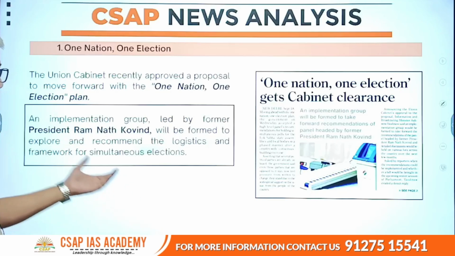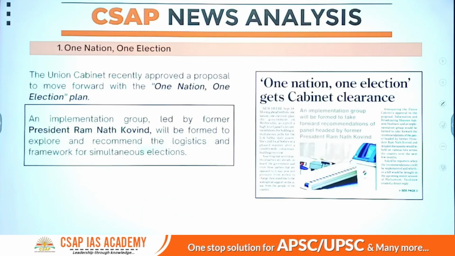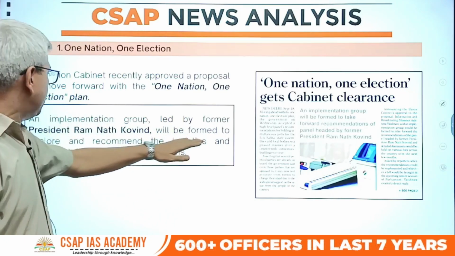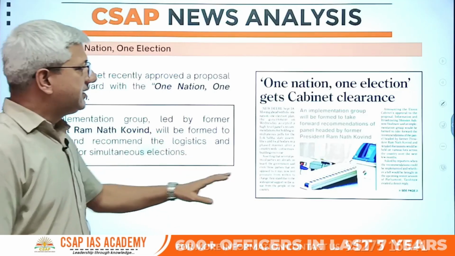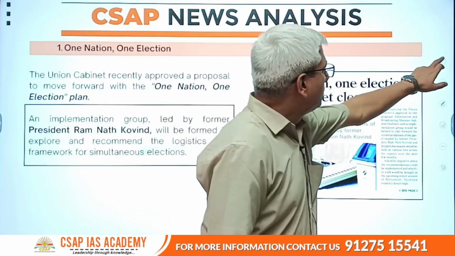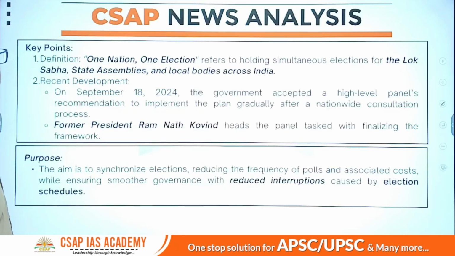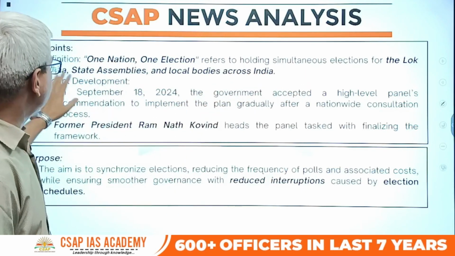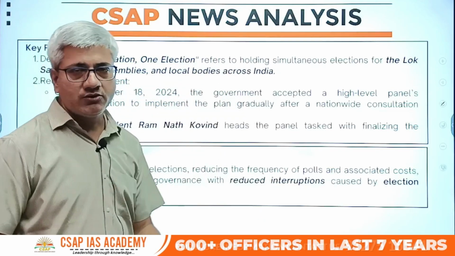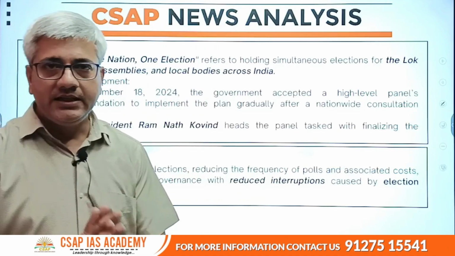There was a committee under ex-president of India Ramnath Kovind, which submitted the report. It will be formed, explore and recommend the logistics and framework for simultaneous elections. Almost every paper, newspaper editorials have it. Key points: definition, one nation, one election refers to the holding of simultaneous elections for the Lok Sabha and state assemblies and local bodies. So all central, state or local body elections happen together in India.